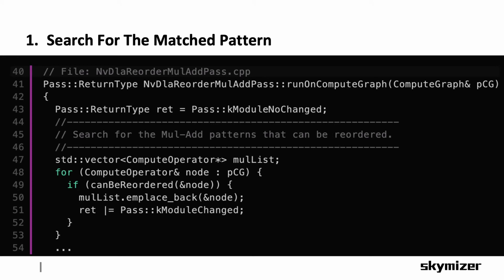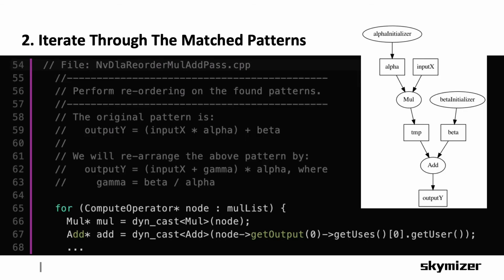First, we will traverse the ONNC IR graph, search for the Mul-Add patterns, and reorder the patterns to Add-Mul pairs. Then, we have to prepare to iterate through the matched patterns. The diagram on the right-hand side shows the IR graph of Mul-Add patterns. We will show the effect of each step on the IR graph in the next few slides.